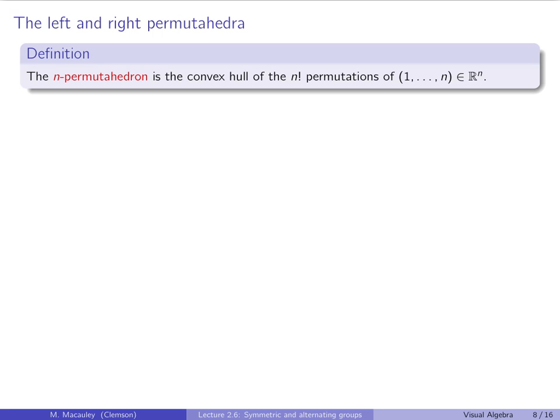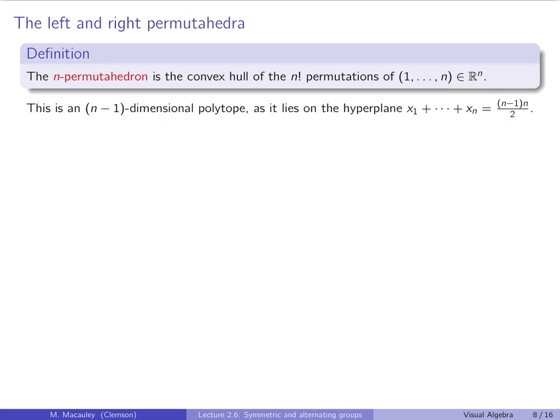Here is our first example of an Archimedean solid. I'm going to define it a little bit differently, geometrically. The n-permutahedron is the convex hull of the n factorial permutations of the vector 1, 2, all the way up to n in n-dimensional space. This is an n-1 dimensional polytope because this vector and all permutations of it lie on the hyperplane x1 up to xn equals n(n+1)/2, the sum of the numbers from 1 up to n, which is satisfied by all n factorial of these vectors. I'm going to try to draw a picture of the 3-permutahedron.